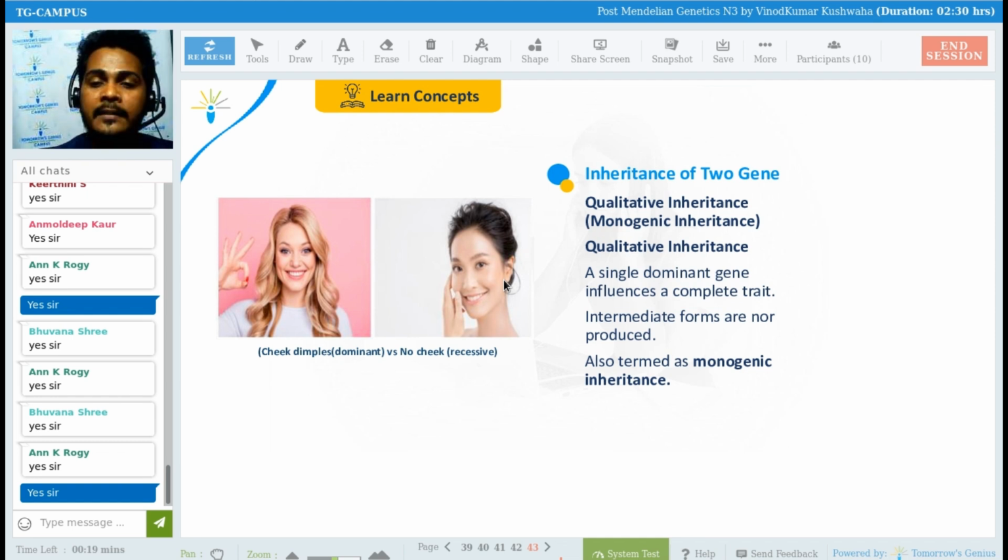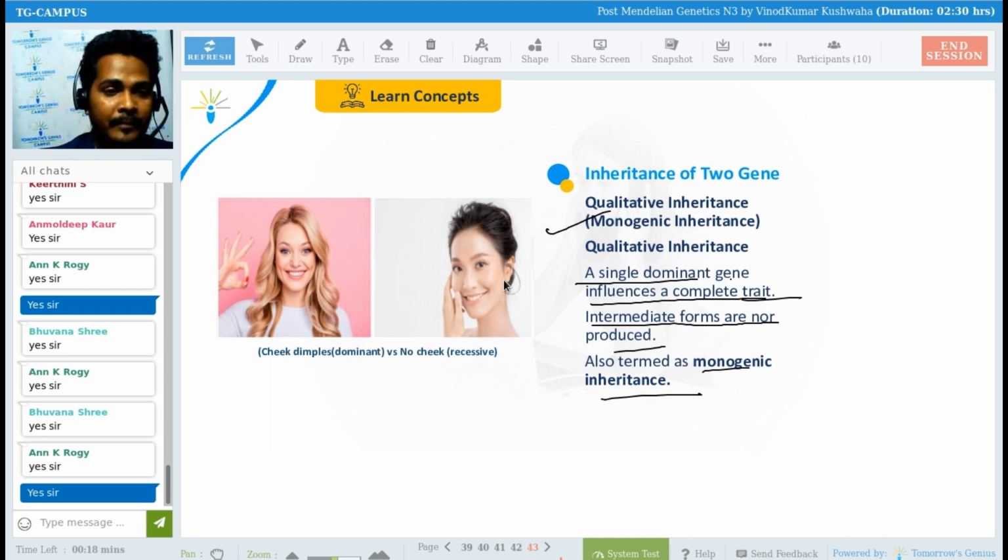Now this inheritance is divided into two types. One is called monogenic inheritance, which comes under qualitative inheritance. A single dominant gene influences the complete trait. Intermediate forms are not produced, also termed monogenic inheritance. That means in this qualitative case, because a single gene controls it, it is called monogenic inheritance.